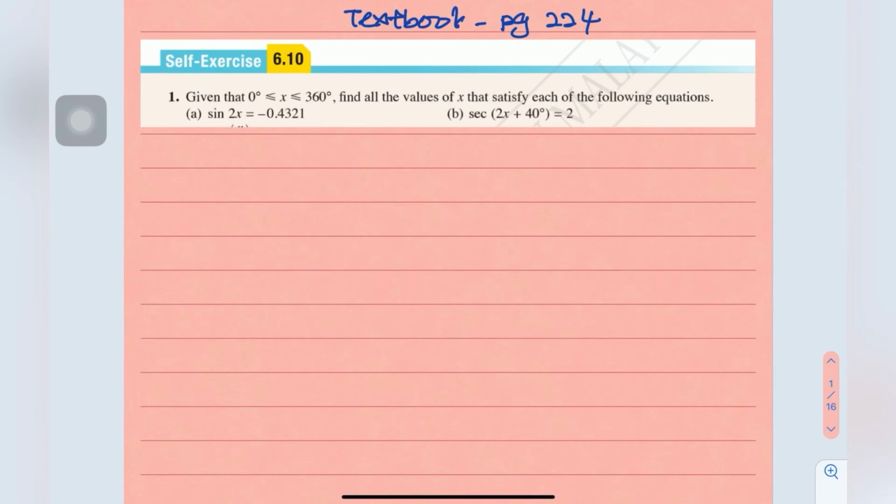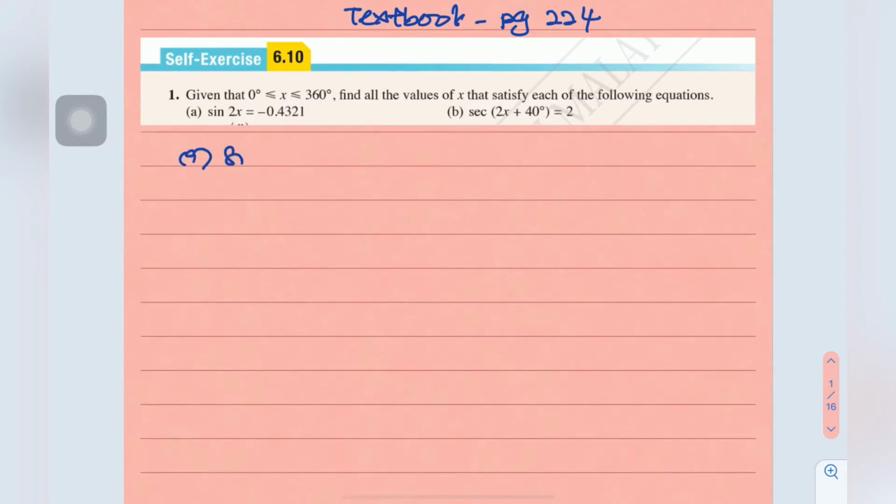Hi everyone, let's do self-exercise 6.10. Question number 1, given that x is more than or equal to 0 degrees but less than or equal to 360 degrees, find all the values of x that satisfy each of the following equations. Okay, so we are going to find the value of x, meaning the value of angles.